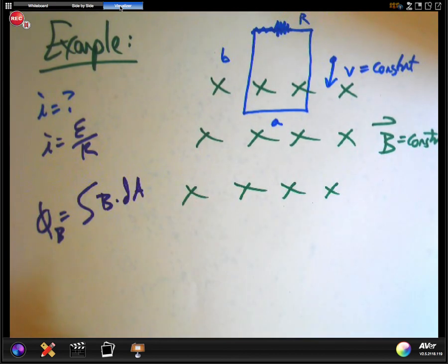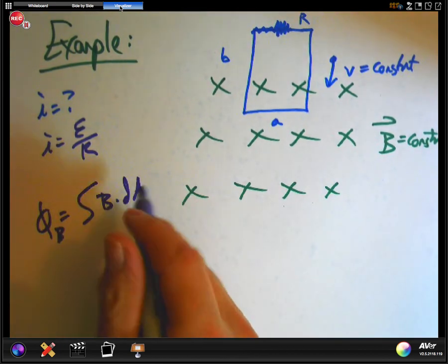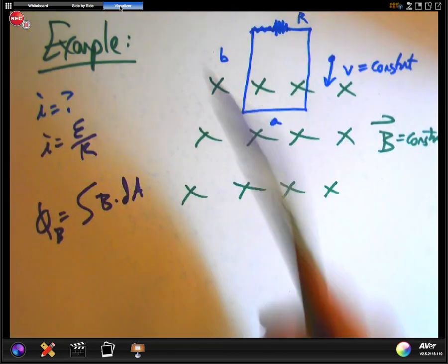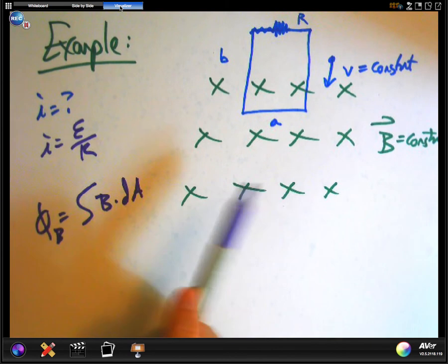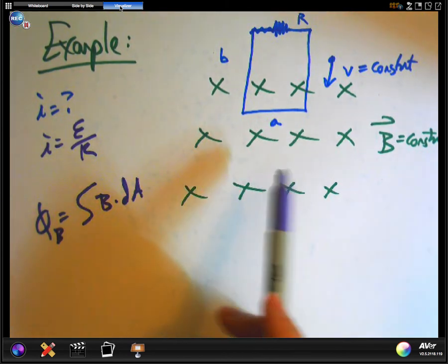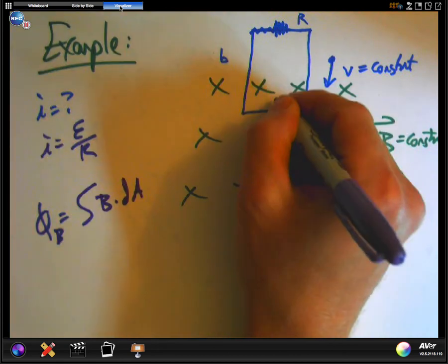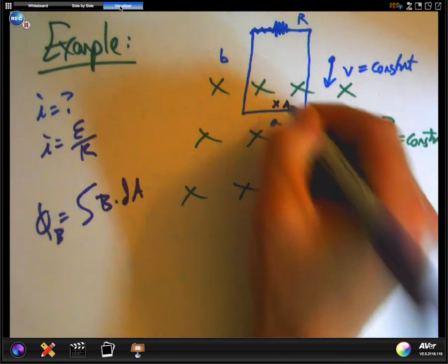So our dA, that's the area vector. And our area vector, we could have it coming up like this. We could have it going down. Doesn't really matter in terms of this. That's just going to give us some information about the direction of the current flow. So we're going to use Lenz's law to do that anyway. So I'm just going to make my area vector also be an x, like that.